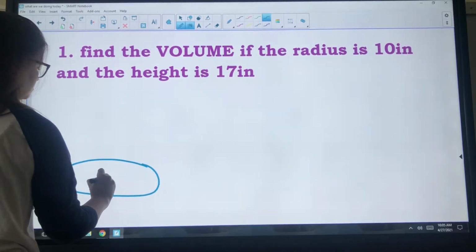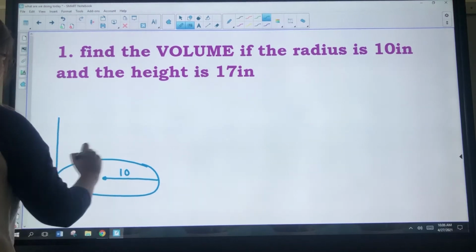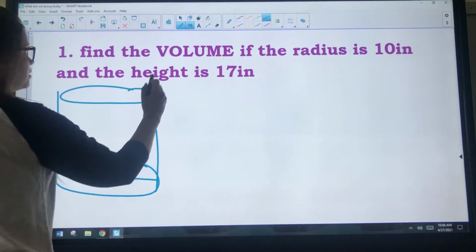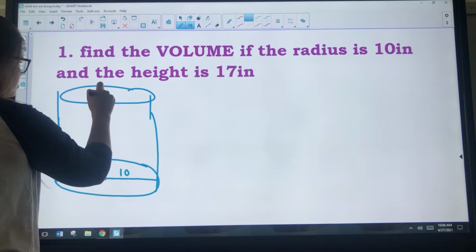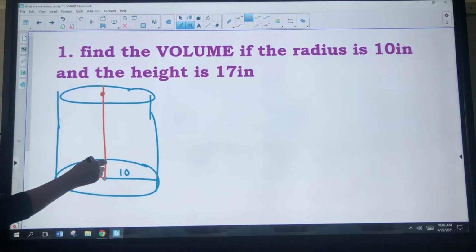A radius of 10 and a height of 17. Oh, that should go to the middle. The height is from the middle of the top to the middle of the bottom.